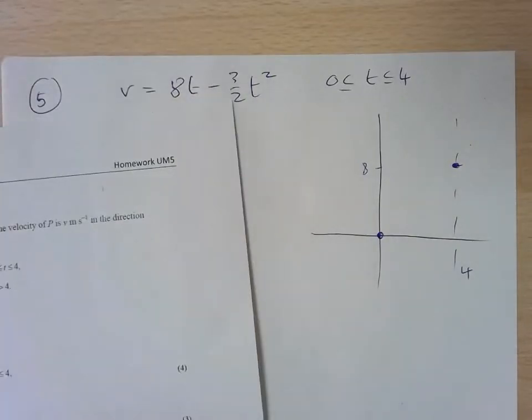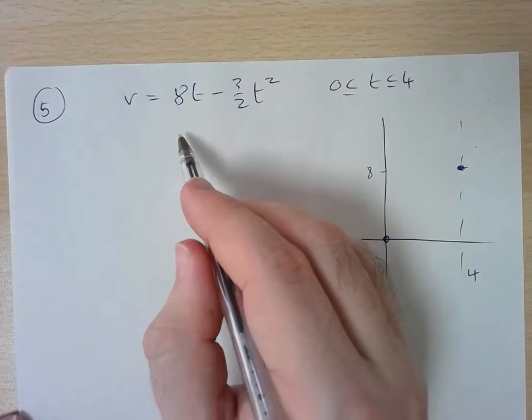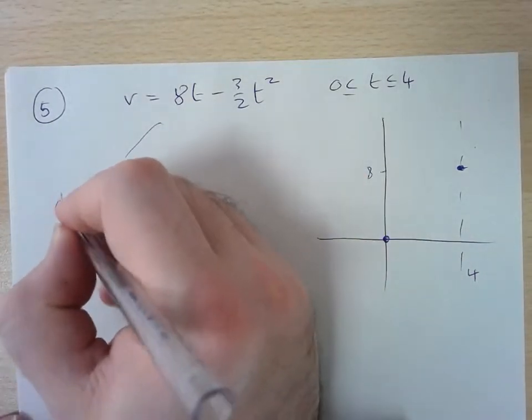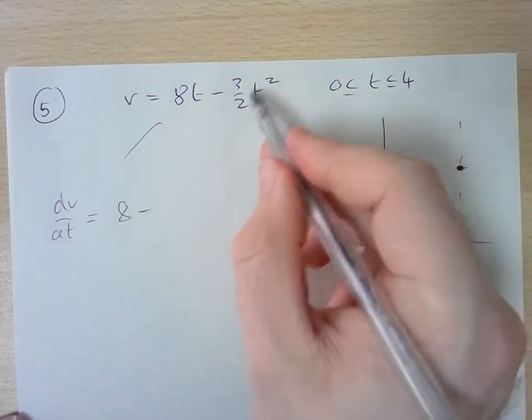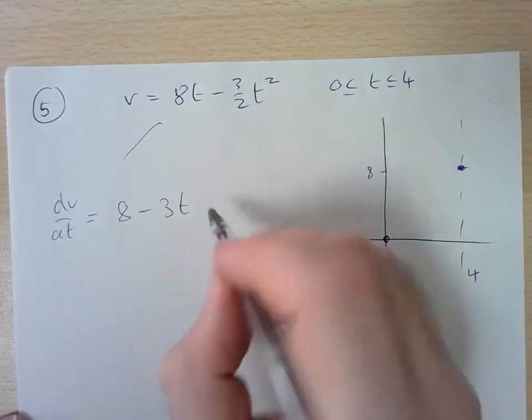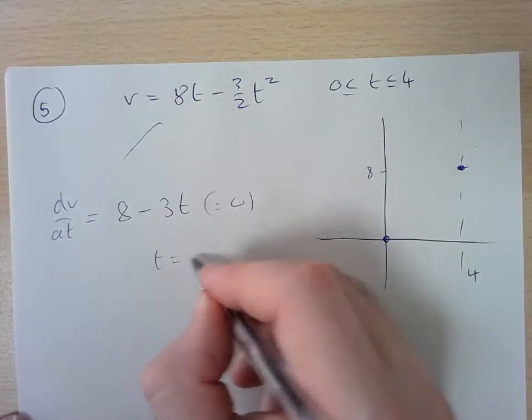In the middle here, this might go further up. It might still be on its way up, and we're just asked for the maximum greatest possible speed. So if this goes up further, this is going to be the greatest. So we need to work out if there are any turning points. So we're going to take this and differentiate it. We get dv by dt equals 8 minus 3t. If we set this equal to 0, we get t equals 8 over 3.